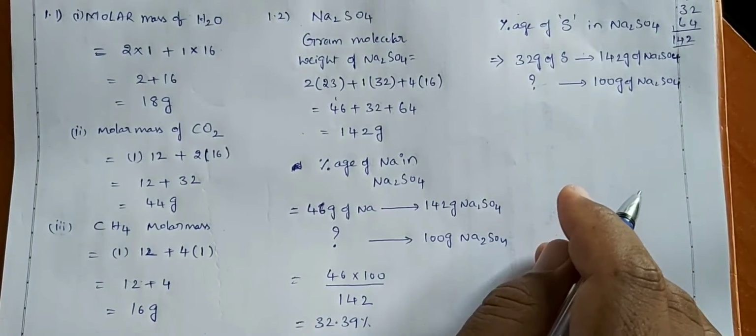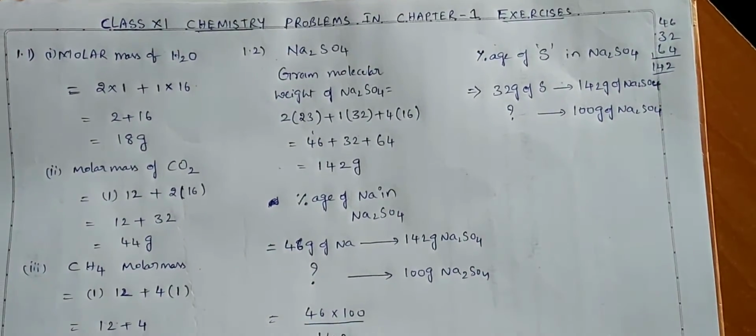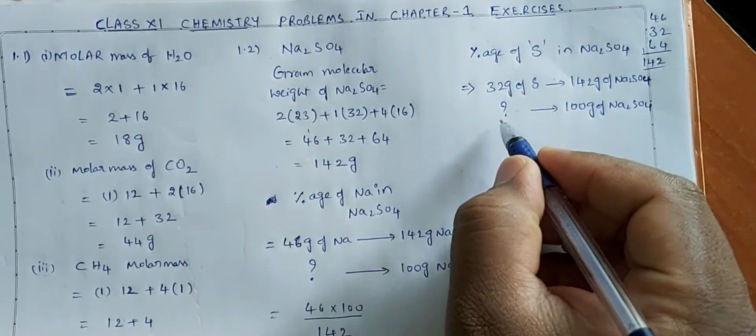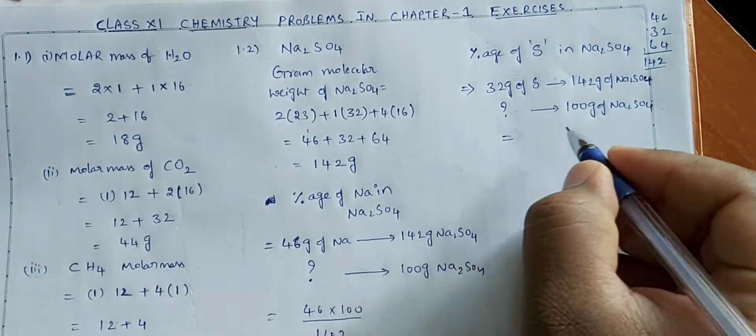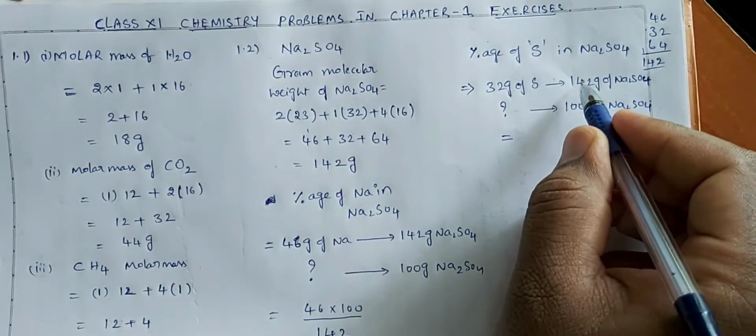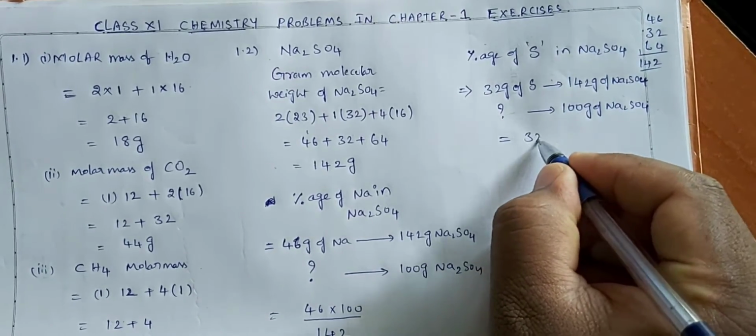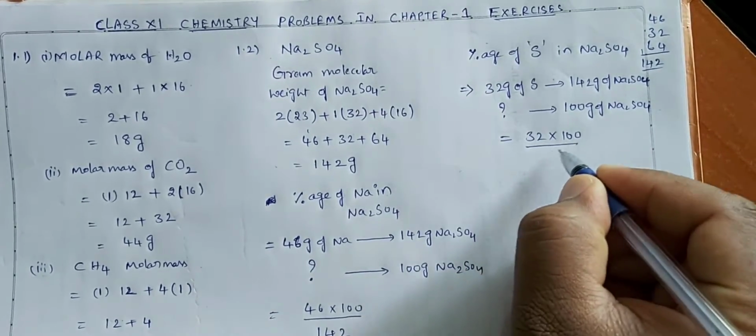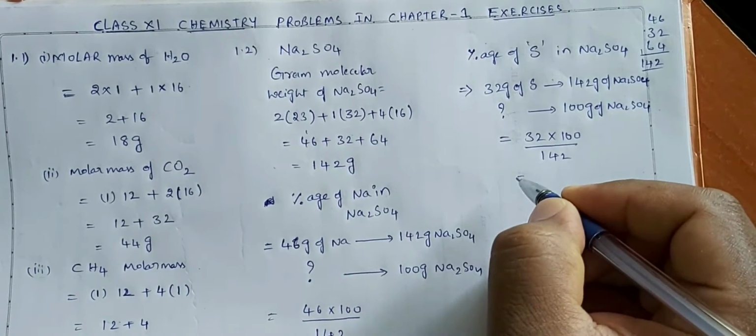In 100 grams of Na2SO4, how much amount of sulfur is present? This is the question mark here. Then our problem answer is these two must be multiplied and this one must be divided: 32 into 100 divided by 142.